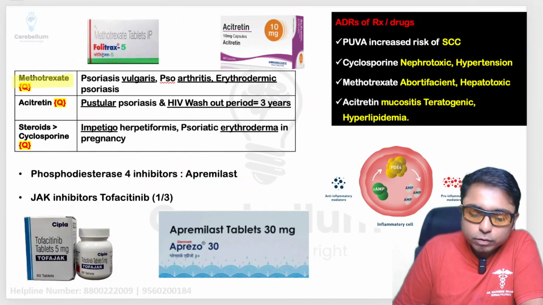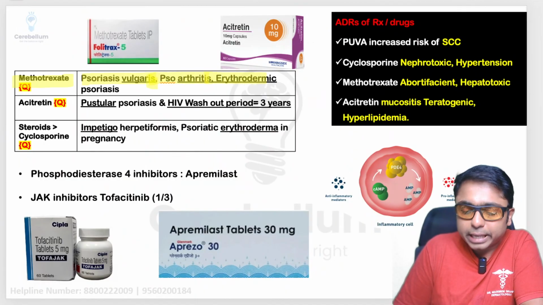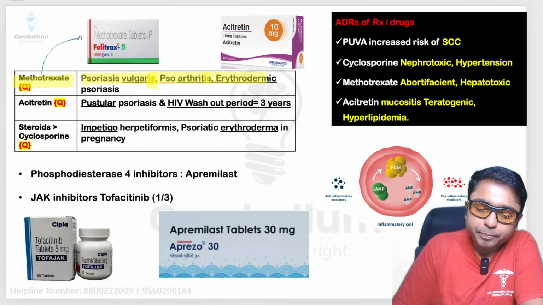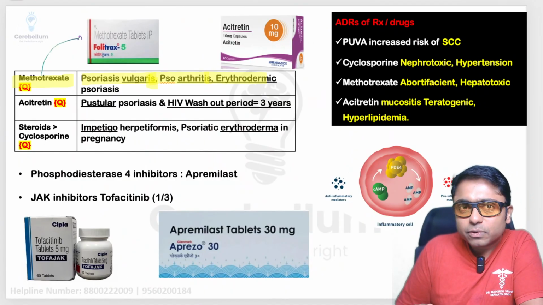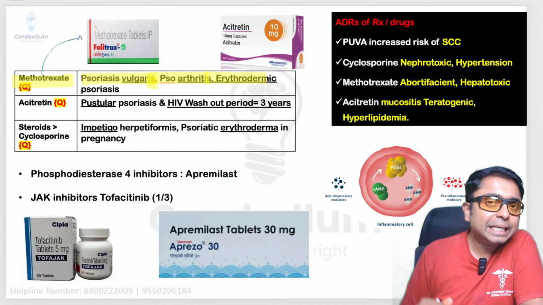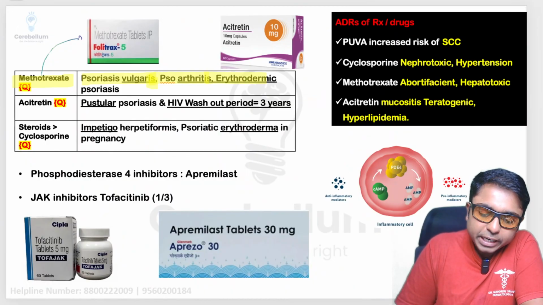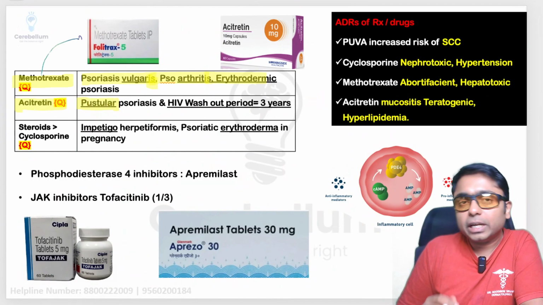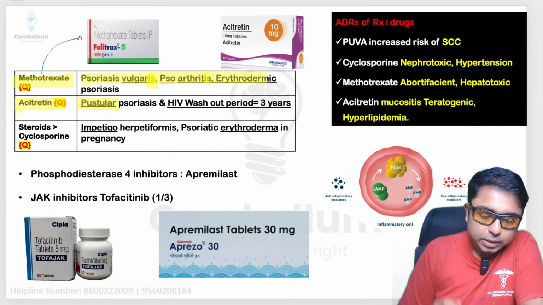Methotrexate is the drug of choice for patients with psoriasis vulgaris, psoriatic arthritis, and also erythrodermic psoriasis. Here you are able to see the picture of methotrexate. If you remember the mechanism of action of methotrexate, put that in the comment section. The next medication is the oral retinoid acitretin, which is particularly useful in patients with pustular psoriasis.